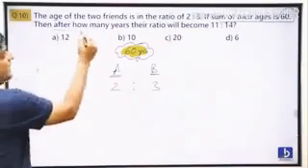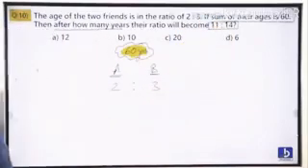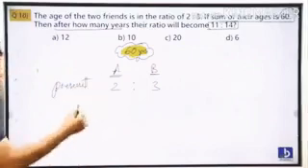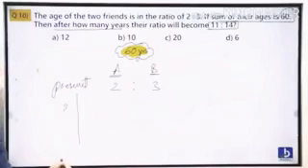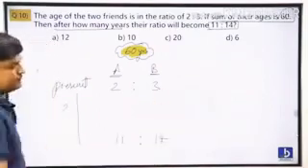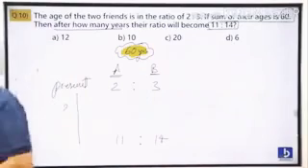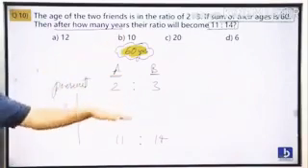After how many years will their ages be in the ratio of 11:14? After how many years? Presently they are 2:3. After how many years will the ages be in the ratio of 11:14? Are you understanding, everybody? Clear? So let's try to move forward now. Presently they are 2:3. After how many years will the ratio be 11:14?